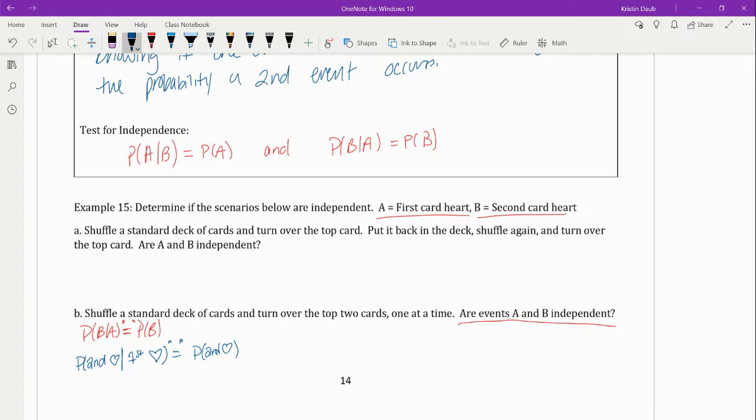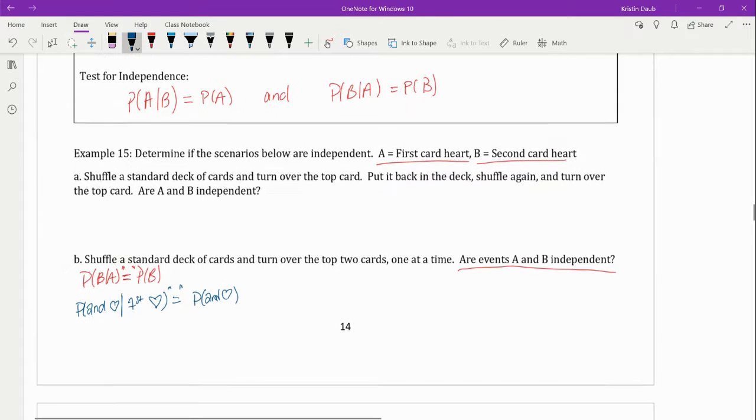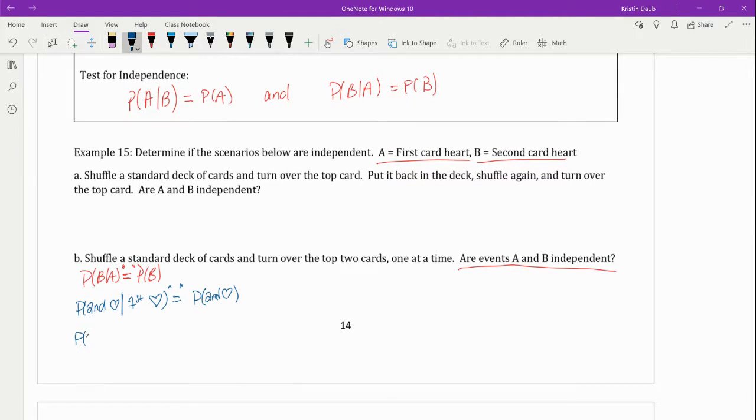So what I want to do now is I'm going to use my conditional formula to turn this into our other sentence here. So in the numerator, I want both of these two things to be true. So that means that my second and my first card both need to be hearts over the probability that my first card is a heart. And again, I want that potentially equal to the probability that my second card is a heart. Okay, let's figure out what these actually are. So I'm going to do that over here. So I kind of have my setup there.